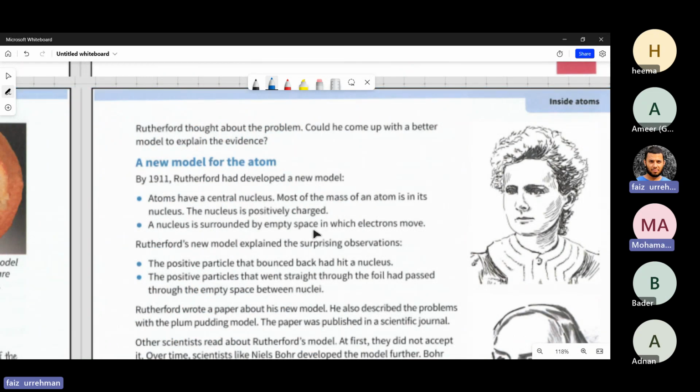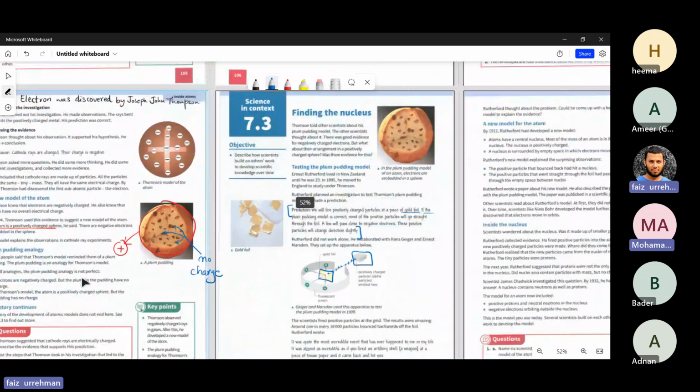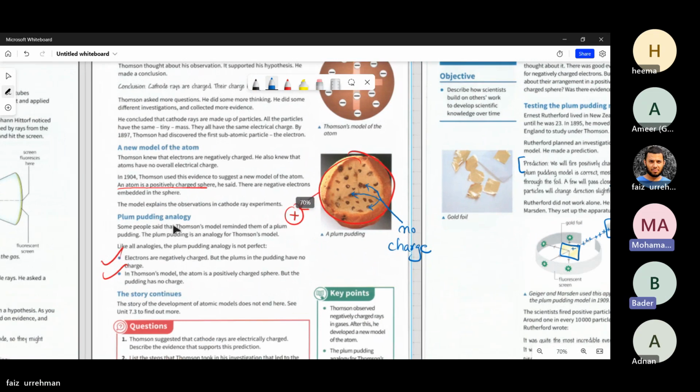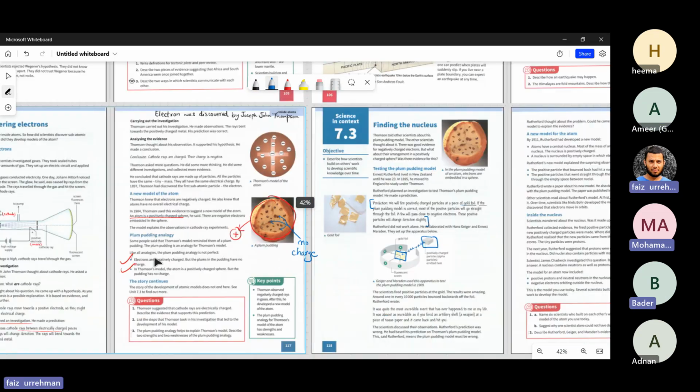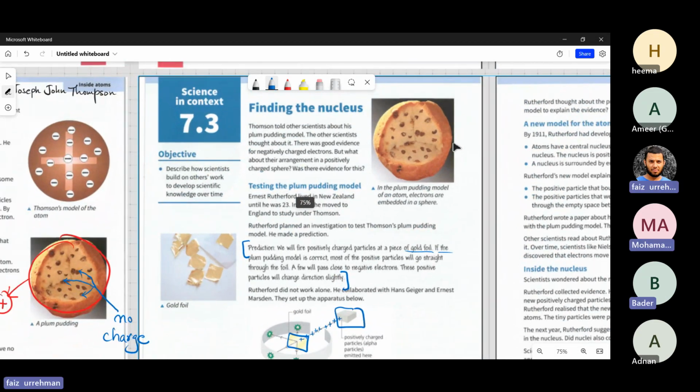Okay, so that means that model was rejected. Which model? This yummy stuff. This plum model was, what did he say? He said that overall it's positive. Yes. Overall, the atom is positive, correct? Yeah. Okay. Now, to prove this point, what is he saying?